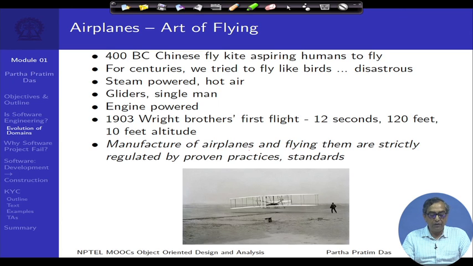Many people have lost their lives. There have been different means of flying: steam powered, hot air, gliding for a single man, engine powered and so on, till about a little over 100 years back, the Wright brothers finally made today's prototype of airplanes and they could fly. Again, if you look at how airplanes are manufactured and flown, they are strictly regulated, governed by proven practices and standards, and if those standards are not adhered to, then the aircraft will not be allowed to fly, the pilot will not be able to take the seat and so on.